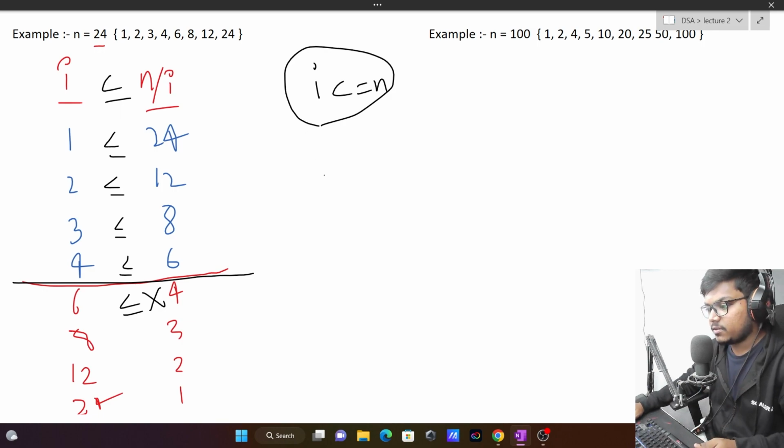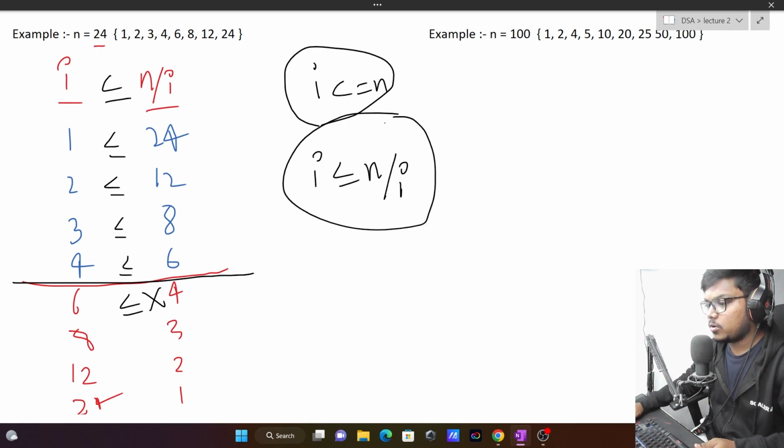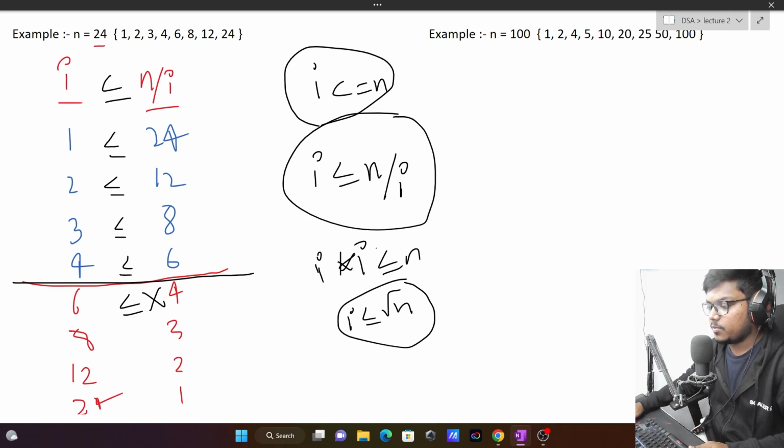So what we can say from this perspective is that I is less than or equal to n by I, right? This will be the condition in the for loop, which I am going to write. But can we write it like this also? I into I is less than or equal to n. Yes, basically it means I is less than or equal to root n. Got it? But we prefer root n over I square. We will write this in the for loop.